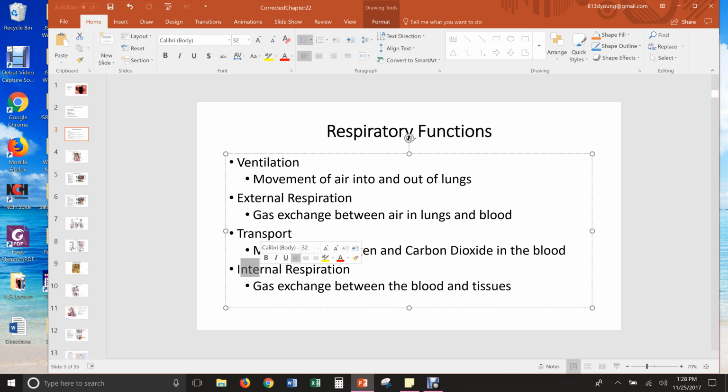Internal respiration is going to be the gas exchange that we have between our blood and that extracellular fluid of the tissues. In the transportation for the respiratory system, we're moving oxygen and carbon dioxide that will be found in the blood.